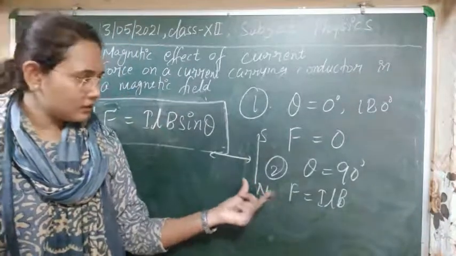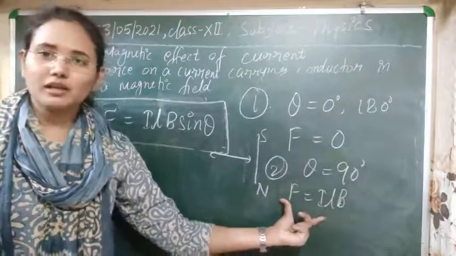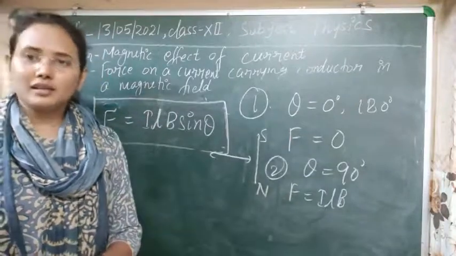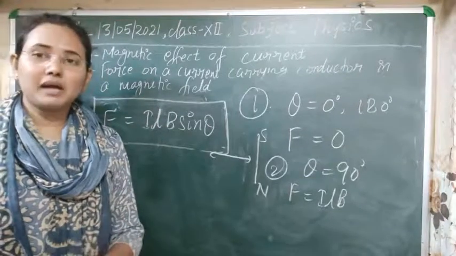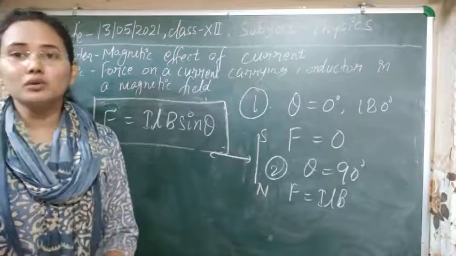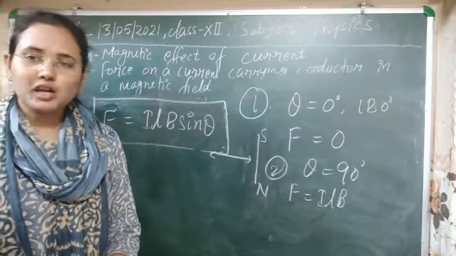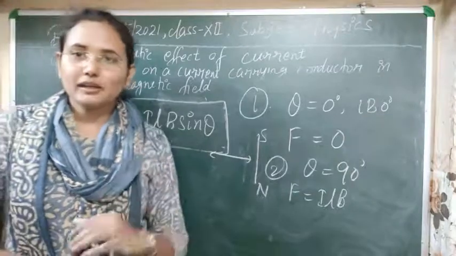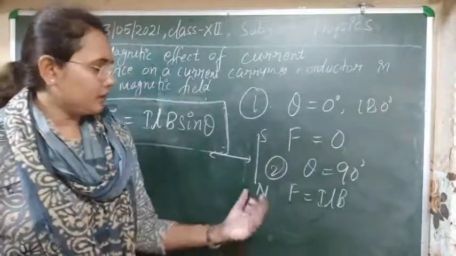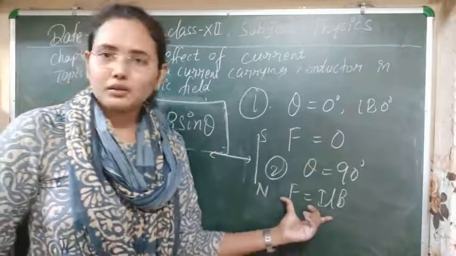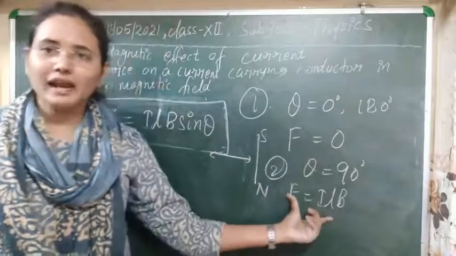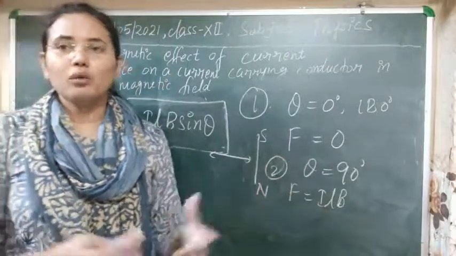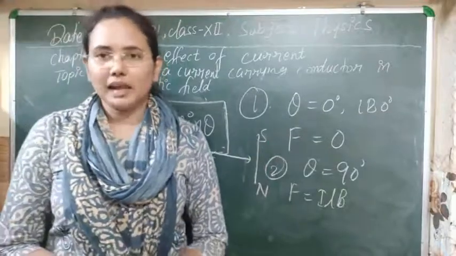So this is the maximum force. If you want the current carrying conductor to experience the maximum force, or you want to utilize this property of the conductor when we put it into the magnetic field, then you should put it at theta equal to 90 degrees. For that case, you can get more movement of the conductor in the magnetic field.